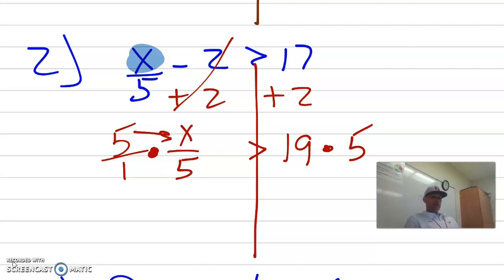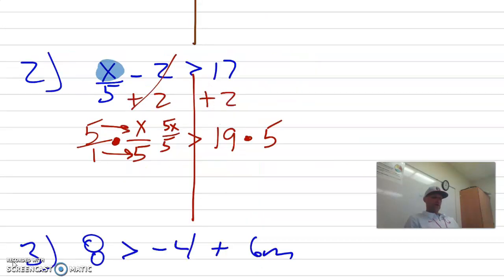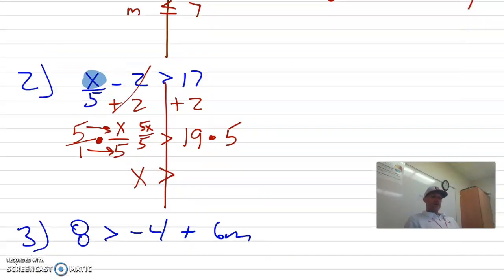So 5 times x is just 5x, and 1 times 5 is just 5. If we simplify that, 5 over 5, isn't that just 1? With that x on it, it's 1x. But the way that we write that, we don't put 1x, we just put x. So x is greater than 19 times 5. Let's do that in our head. 10 times 5 is 50, and 9 times 5 is 45. If we put those together, that's 95.